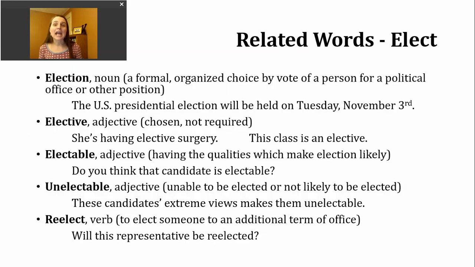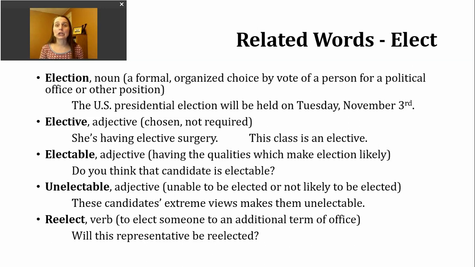Now, let's take a look at some words that are related to our verb. The first word we're going to look at is a word I imagine you're hearing a great deal if you're living here in the United States and you ever have a television on. And that word is election. It's a noun, and it means a formal, organized choice by vote of a person for a political office or position. Here's an example sentence. The U.S. presidential election will be held on Tuesday, November 3rd.